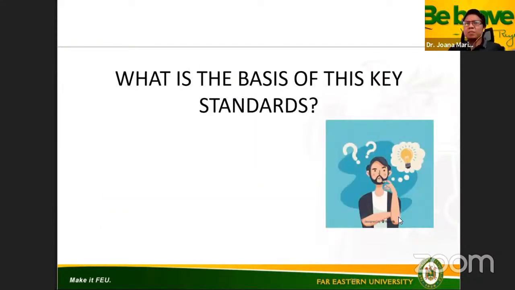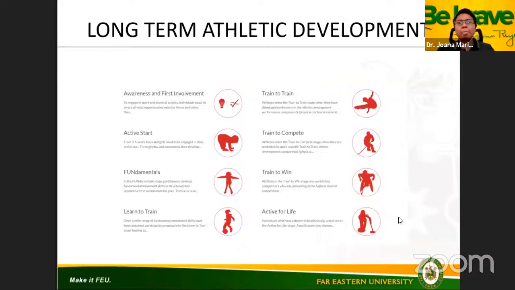And what is the basis of the key standard? Saan ba nakabase yung curriculum? Saan ba nakabase yung PE sa DepEd? Actually, the long-term athletic or athlete development or LTAD model is the framework for an optimal training, competition, and recovery schedule for each stage of athletic development. Dito nakaangkla actually yung curriculum ni DepEd. Okay?